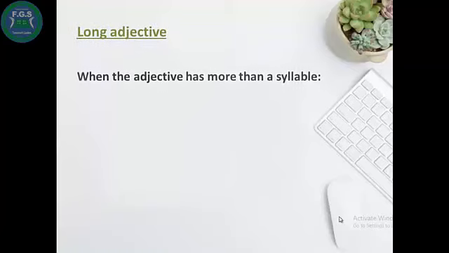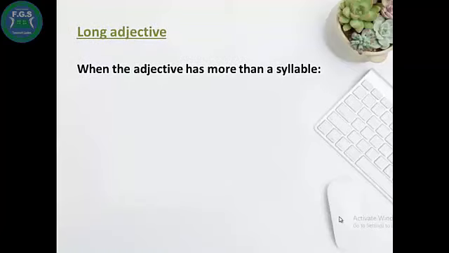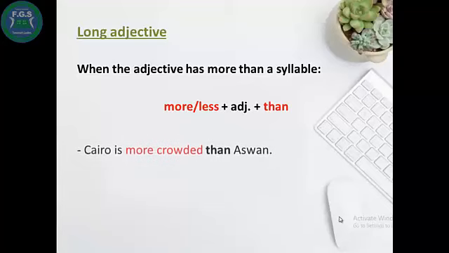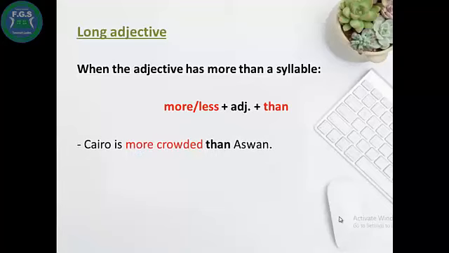Long adjectives. When the adjective has more than one syllable, we use more or less plus the adjective plus than. Cairo is more crowded than Aswan. A dog is less dangerous than a lion.